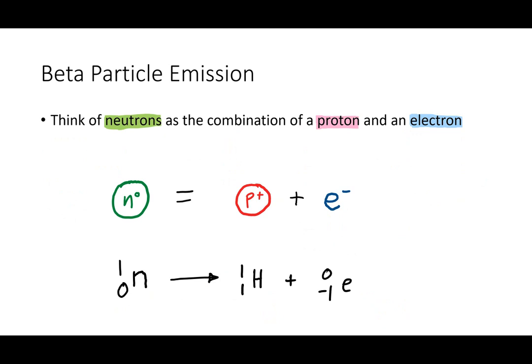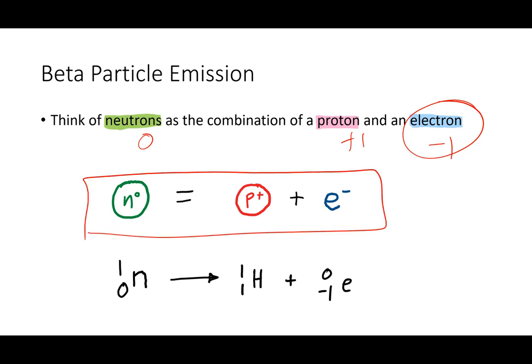Okay, beta particle emission is the next one. Think of neutrons as the combination of a proton and an electron. Okay, so neutrons have no charge, protons have a +1 charge, and electrons have a -1 charge. Electrons also do not have mass, so it would make sense to think of neutrons as the combination of a proton and an electron. So that's what I have shown here. Go ahead and write that down and make sure you understand that.